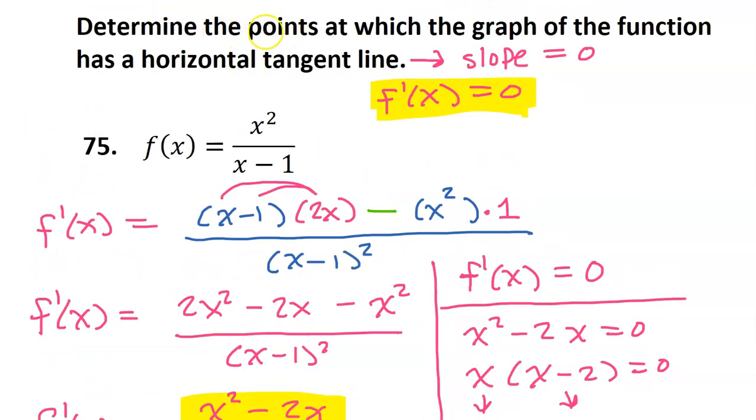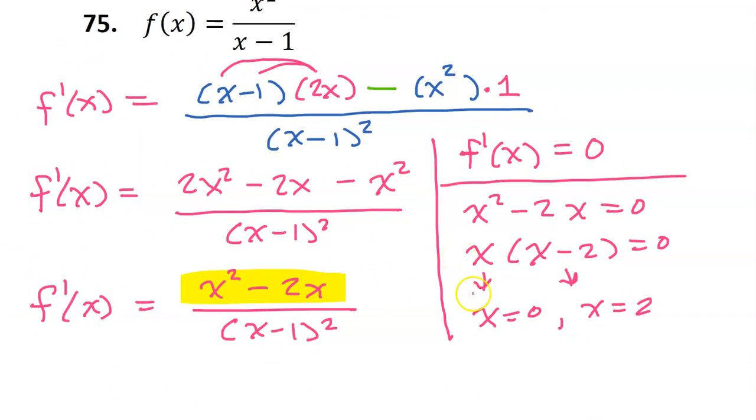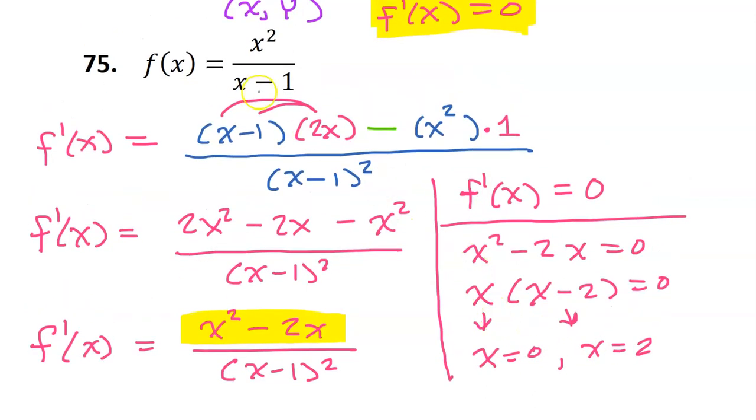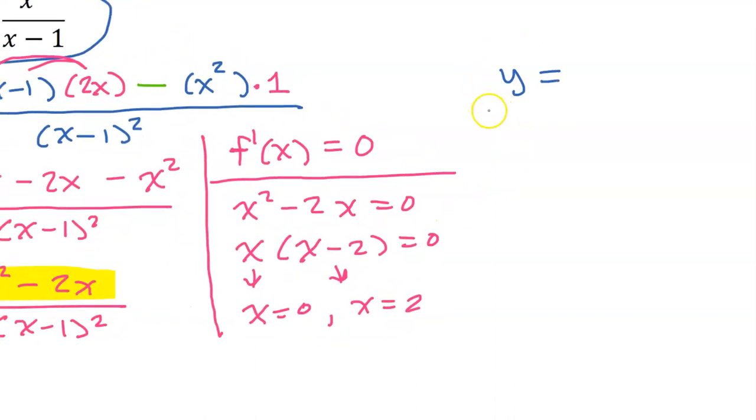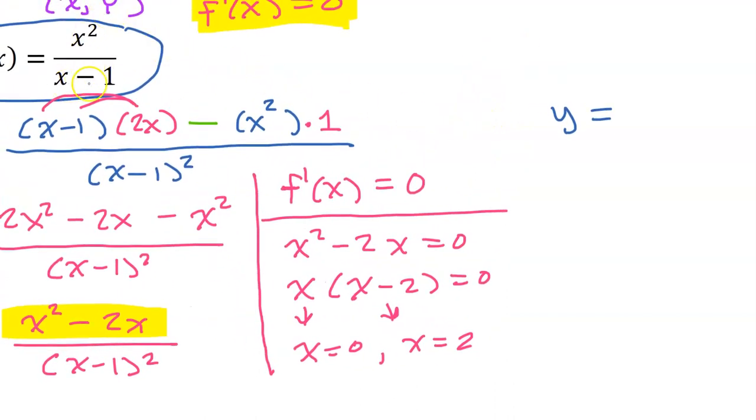But the directions said determine the points at which the graph has a horizontal tangent line. So we need an x and a y. Let's find the y values that go with these x values. To find the y values, we're going to need the original function. So think of it this way: y equals x squared over x minus 1.